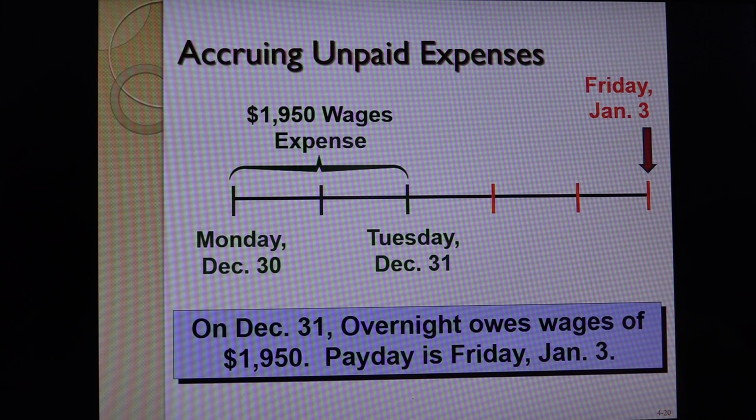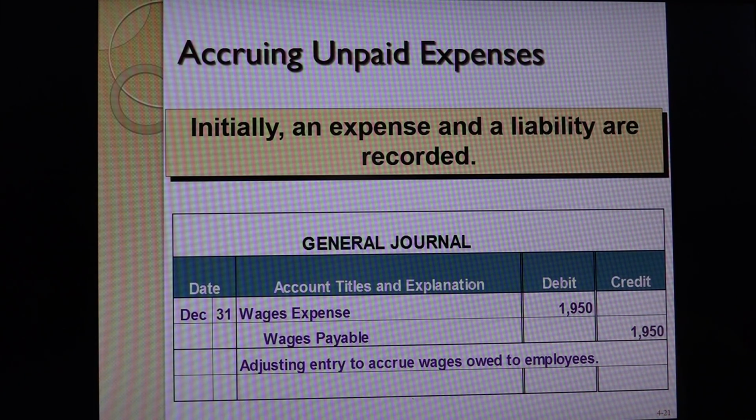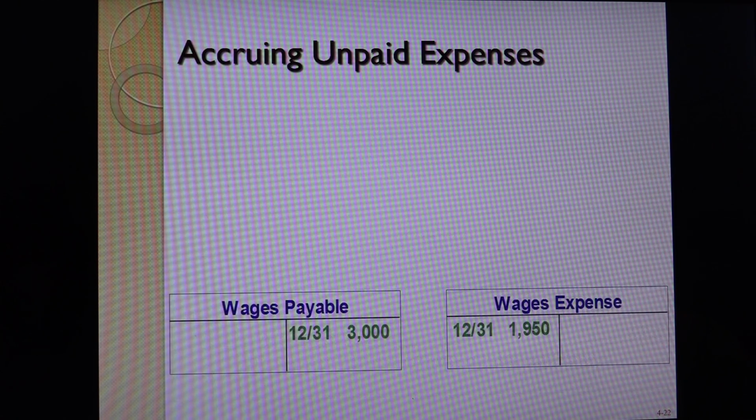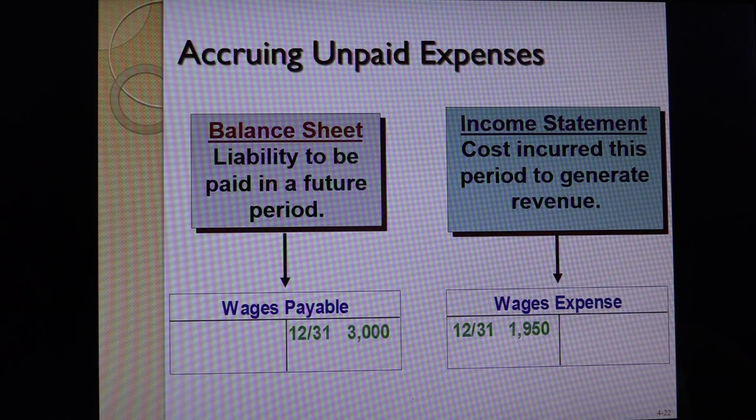And so they're going to have to book wage expense as their debit for $1,950 for the current year, and since it's going to be paid in the future, it's credited as wages payable. And so that's what we see here with this journal entry. And then when they pay it on January 3rd, they're going to back out the wages payable by debiting it. And then, of course, the credit would go to cash, since cash is being reduced.